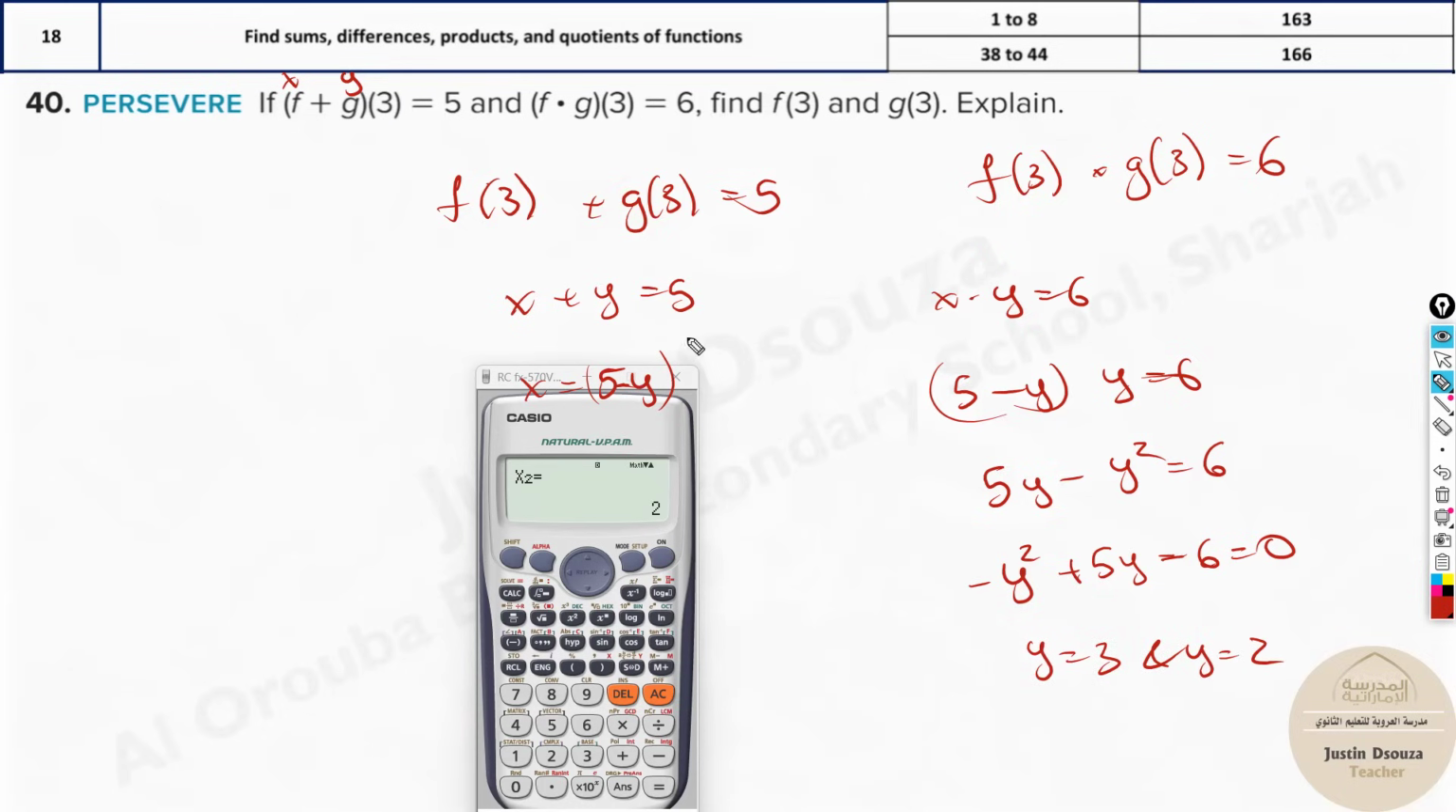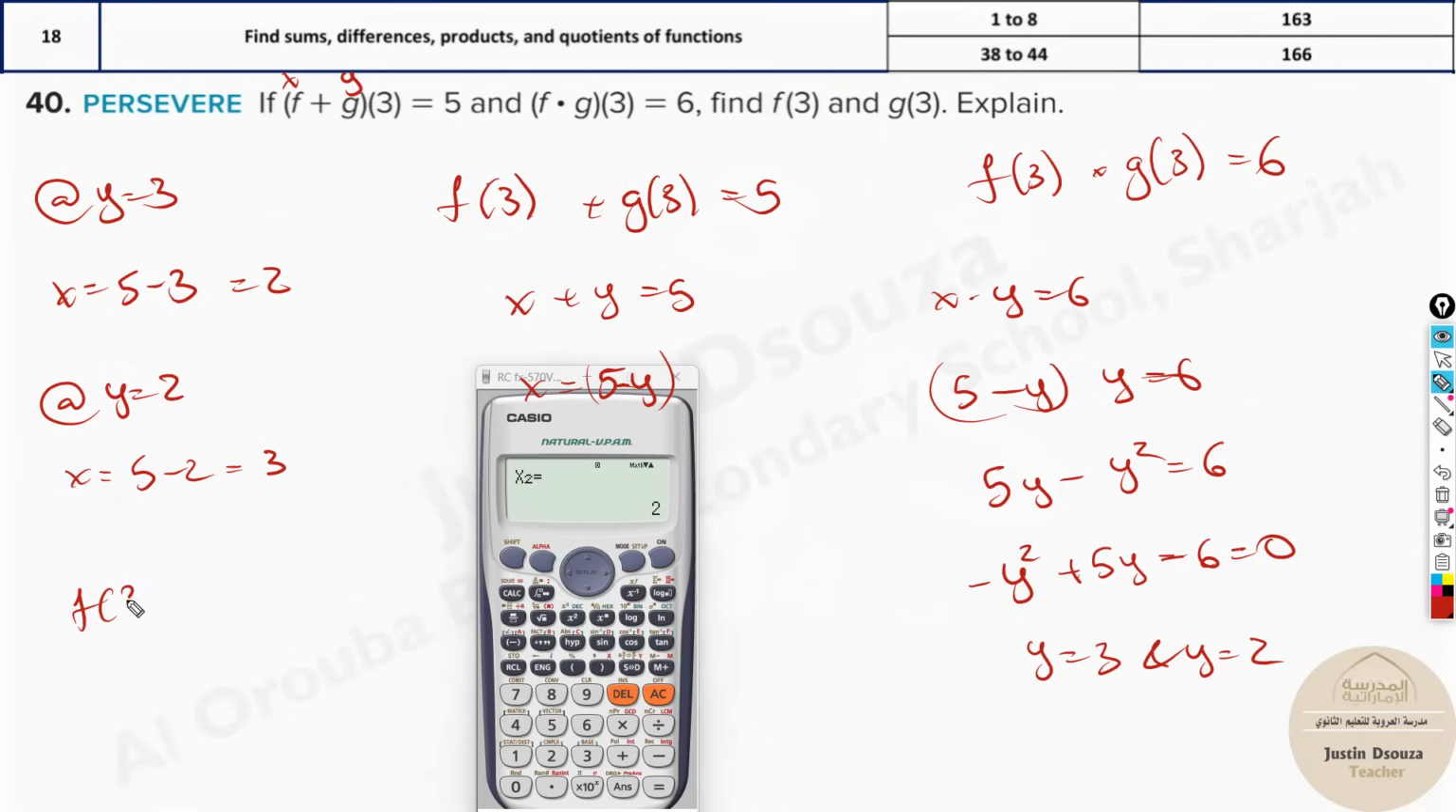So let's solve x for both the cases. If y is equal to 3, x is equal to 5 minus 3, that is what? It's going to be 2. At y is equal to 2, x will be equal to 5 minus 2, that is 3. So the answers over here will be f of 3 is equal to the x value, 2. That time g of 3 is equal to 3. And f of 3 is equal to 3 when g of 3 is equal to 2. So these are the two possible solutions.